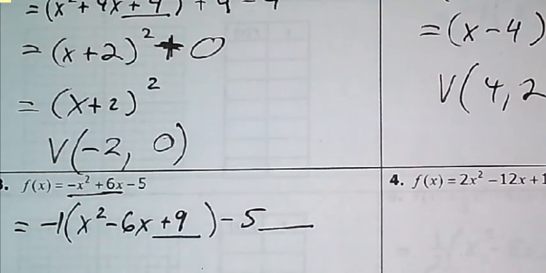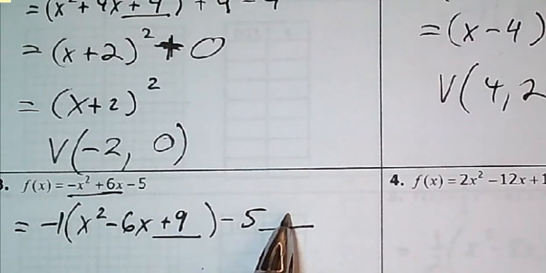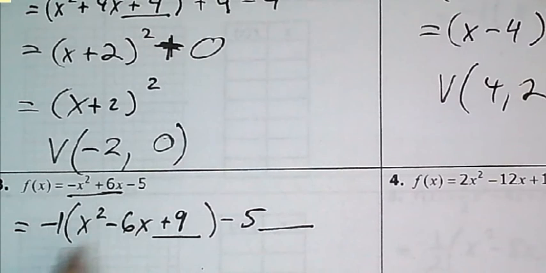Here's where you have to be careful. Is this really a positive 9? No, it's a negative 9. This negative 1 is still there. So if I did negative 1 times 9, I get negative 9, right? So instead of subtracting 9 out here, I'm going to have to add 9. I have to do the opposite of whatever that number really is.